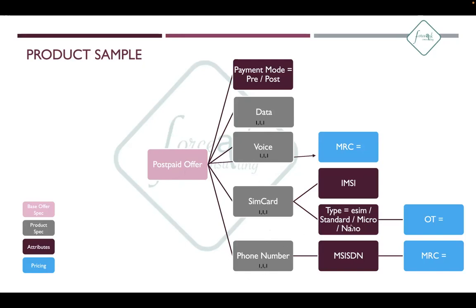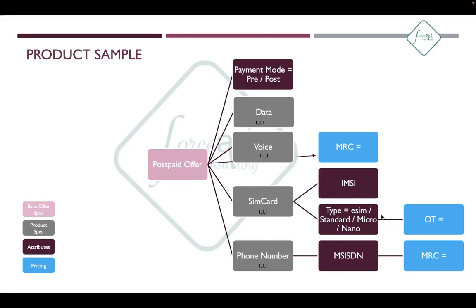And then these are the attributes. For a SIM card, for example, you have IMSI and then you have type, whether your SIM is an eSIM, a standard SIM, a micro, or a nano SIM. That is the attribute for your SIM card.